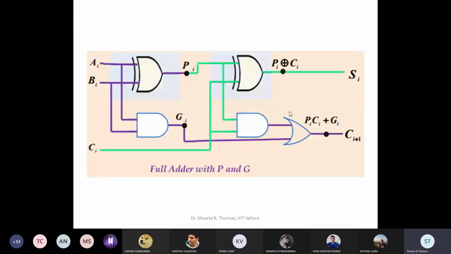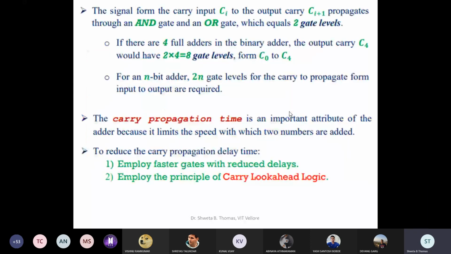AND gate and OR gate, which is equal to 2 gate levels. If you see only the full adder, if there are 4 full adders in the binary adder, the output carry C4 would have 2 into 4, which is equal to 8 gate levels from C0 to C4. For an n-bit adder, 2n gate levels are required for the carry to propagate from input to output.